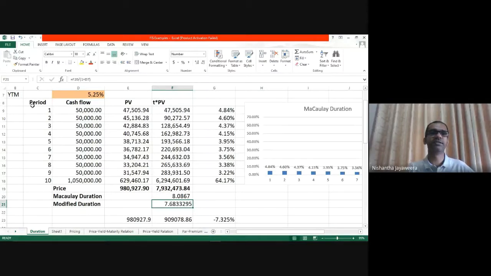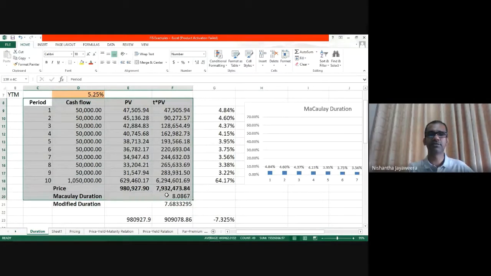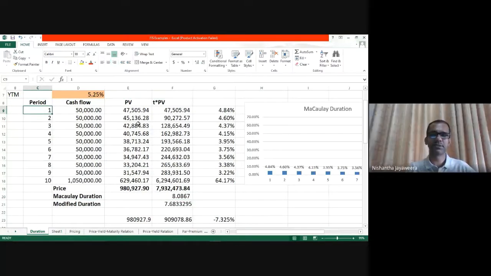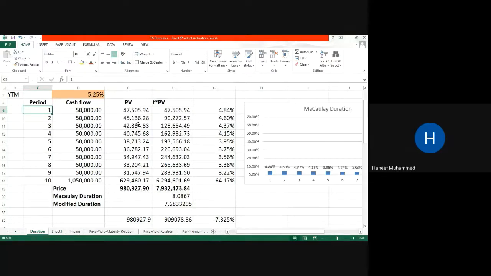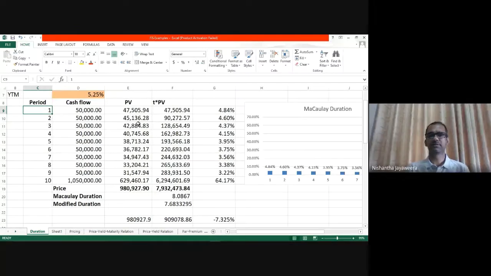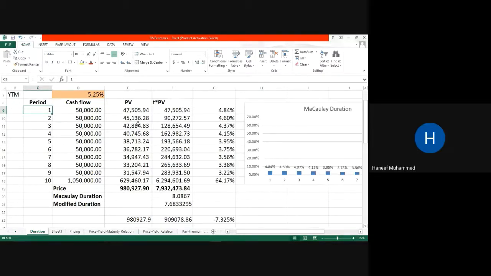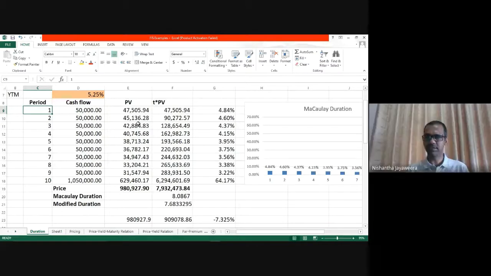So we did this part up to here to calculate the Macaulay duration. Now, Macaulay duration is 8.0867. This refers to the 10-year bond, where the weighted average is 8.08, so roughly more than 8 years. If it is, let's say, a 15-year maturity bond, it could be 13 point something. Depending on the maturity, duration changes.